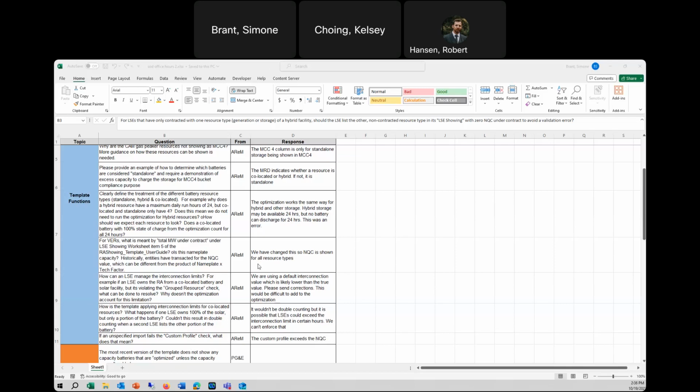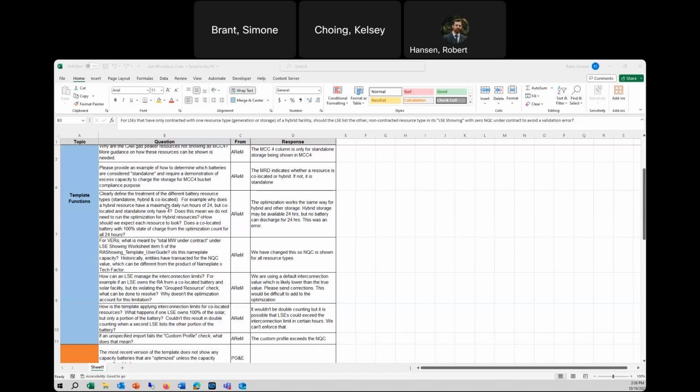All right, the next question was similarly about the interconnection limits for co-located resources, but what happens if the LSE only owns all of the solar, but only a portion of the battery? Could this result in double counting when a second LSE is listing the other portion of the battery?